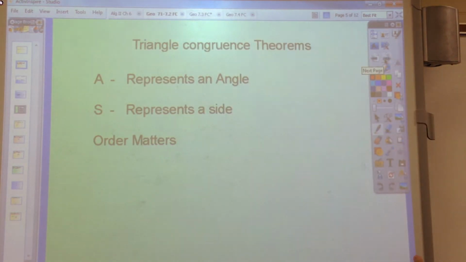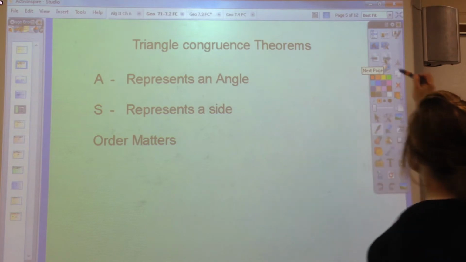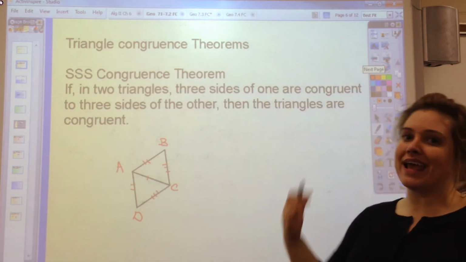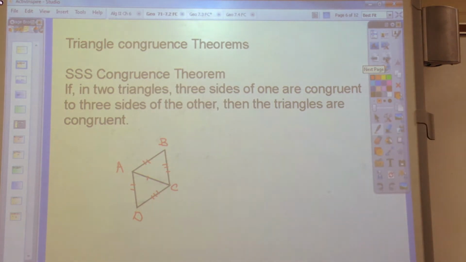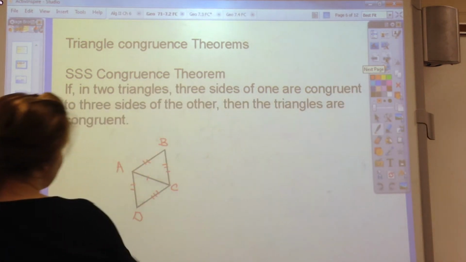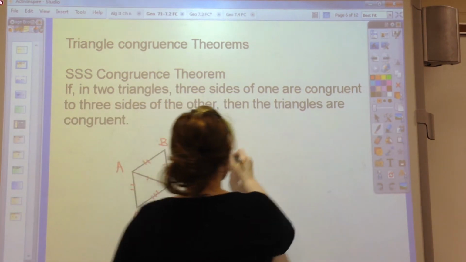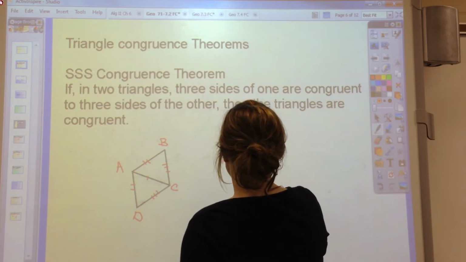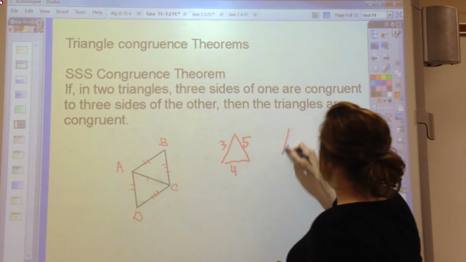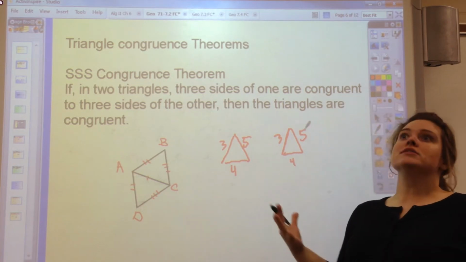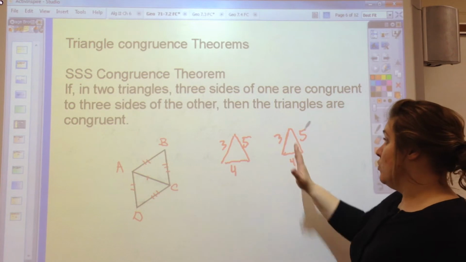So for our triangle congruence theorems, A is going to represent an angle and S is going to represent a side, and order matters. So let's go ahead and go through our theorems, and we'll practice a bunch with these tomorrow up on the board and in your homework. So for the side, side, side condition, that means that I know all three side lengths and they're congruent. For example, if I have a triangle of 3, 4, and 5, and another triangle of 3, 4, and 5, these triangles must be congruent to each other. They must be one and the same triangle.